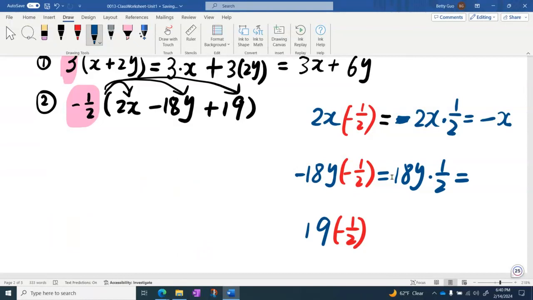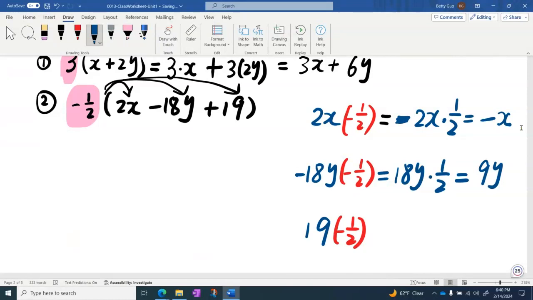Again, when you multiply a quantity by half, you get half of the quantity, right? What's half of 18y? What's half of 18 apples? Half of 18 apples is 9 apples. So half of 18y is 9y.